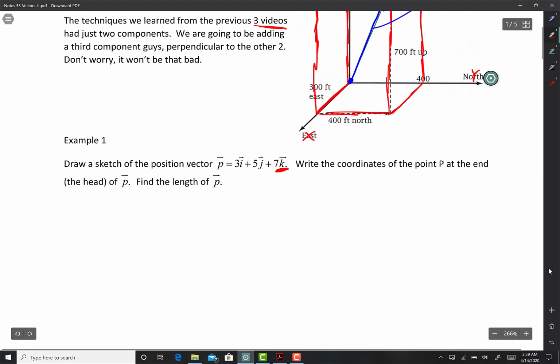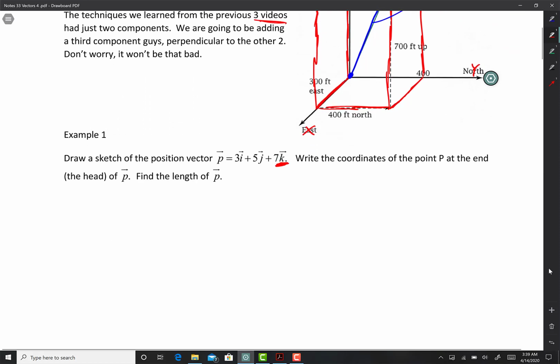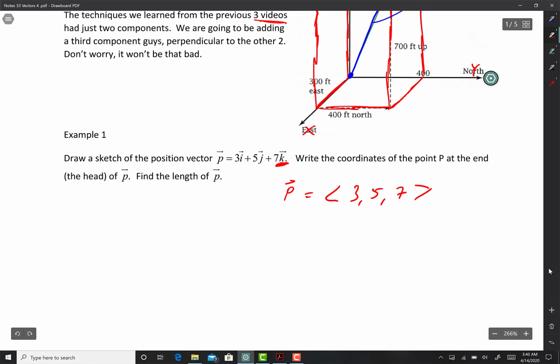It says draw a sketch of the position vector. So here, P stands for position. 3i plus 5j plus 7k. If you want to, you can say 3 comma 5 comma 7. And like always, that's your x position. This is your y position. And we're gonna call that the z position. Why do we call that z? Because it comes after the y, guys. Write the coordinate of point P at the end of the head of vector P.